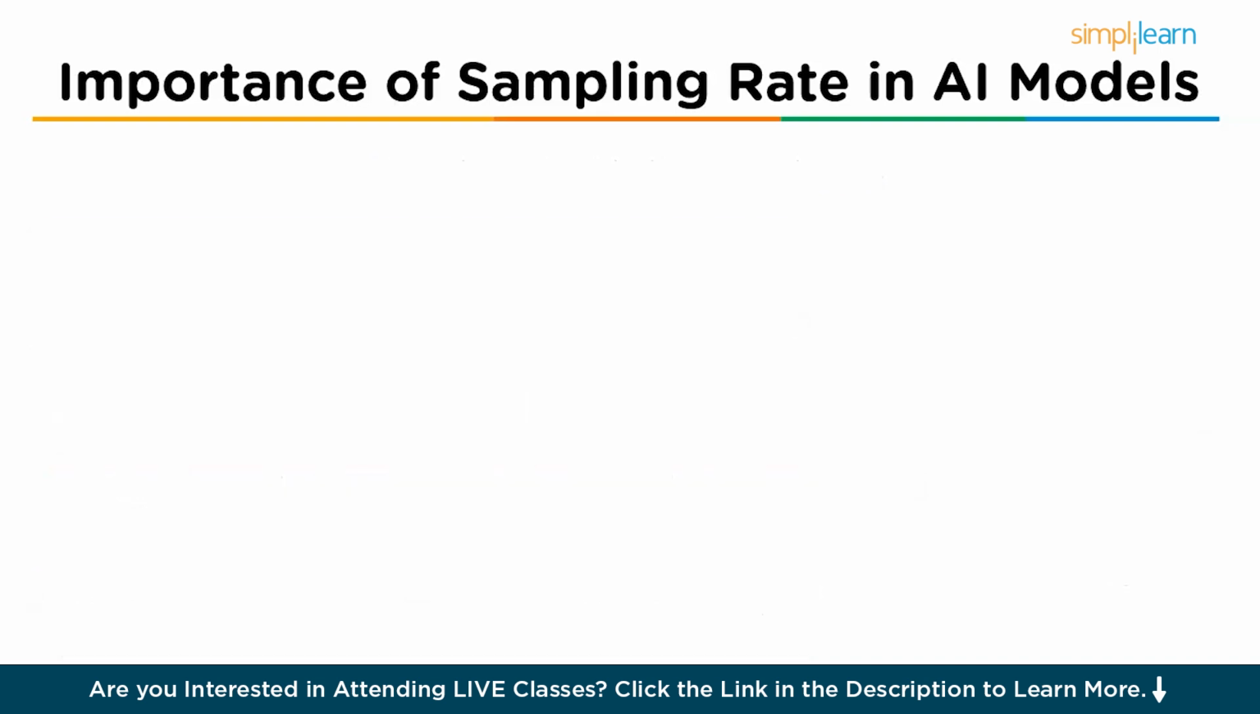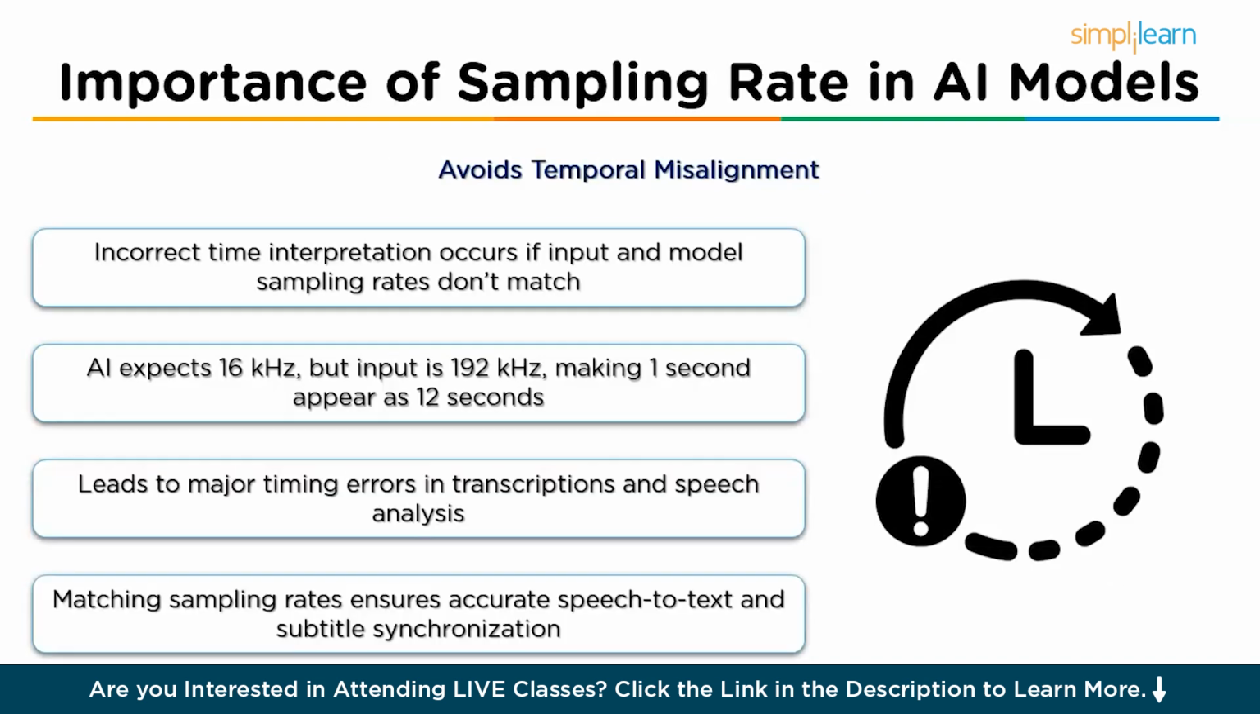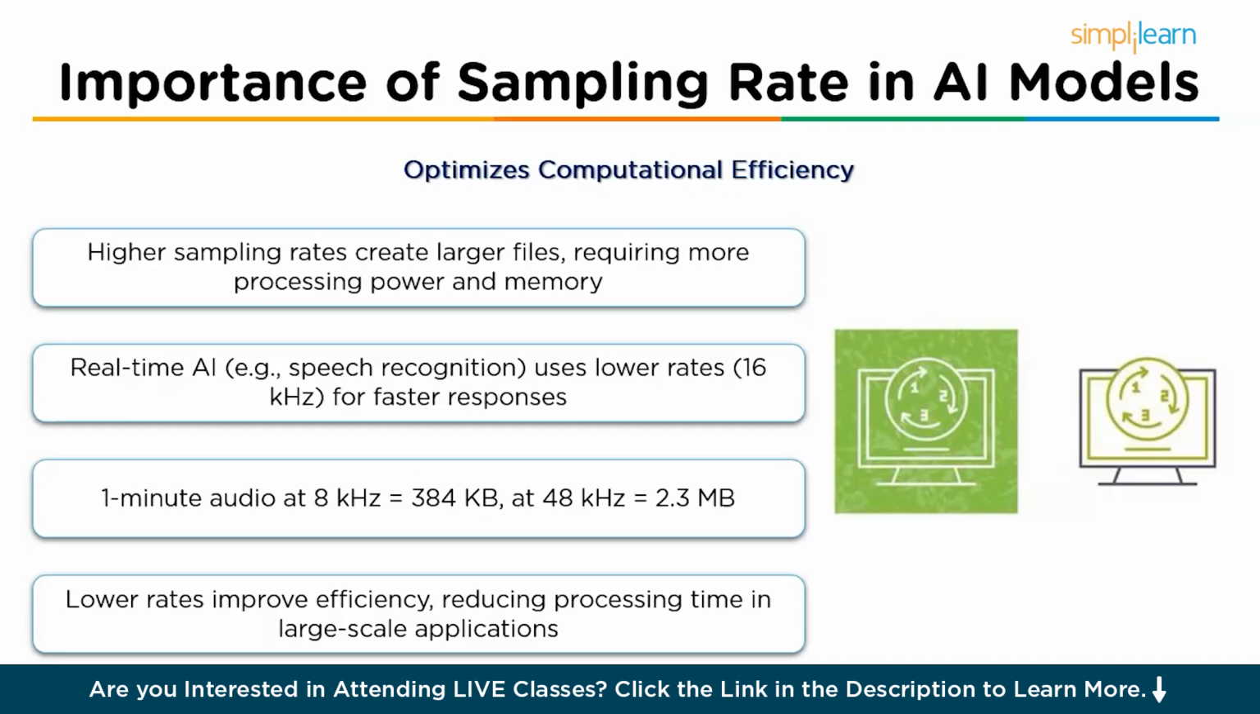Next importance of using the correct sampling rate is to avoid temporal misalignment, which means to avoid incorrect time interpretation. A mismatch between input and model sampling rates can cause incorrect time interpretation. This means the AI perceives the audio duration incorrectly. For example, suppose an AI model expects 16,000 Hz audio, but we give it 192,000 Hz audio. The model thinks 1 second of high resolution audio is actually 12 seconds long, causing major timing errors in transcriptions and speech analysis. So if sampling rates don't match, the model misunderstands time duration, leading to incorrect speech-to-text results or poorly synchronized subtitles.